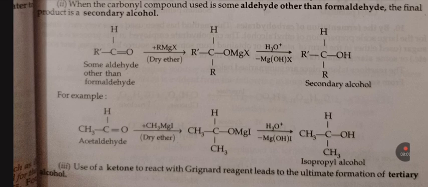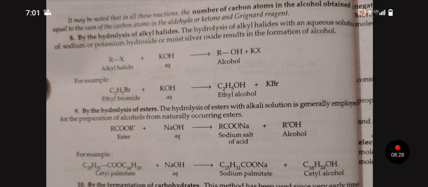For example, acetaldehyde plus CH3MgI will give this product. Then in the presence of H3O+, we will get isopropyl alcohol. Third, use of ketones to react with Grignard reagent leads to the ultimate formation of tertiary alcohol. It may be noted that in all these reactions, the number of carbon atoms in the alcohol obtained is equal to the sum of carbon atoms in the aldehyde or ketone and Grignard reagent.